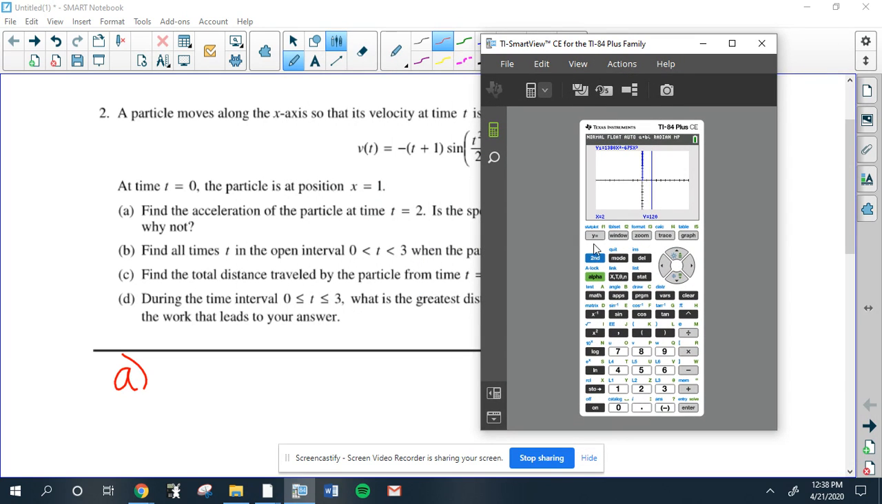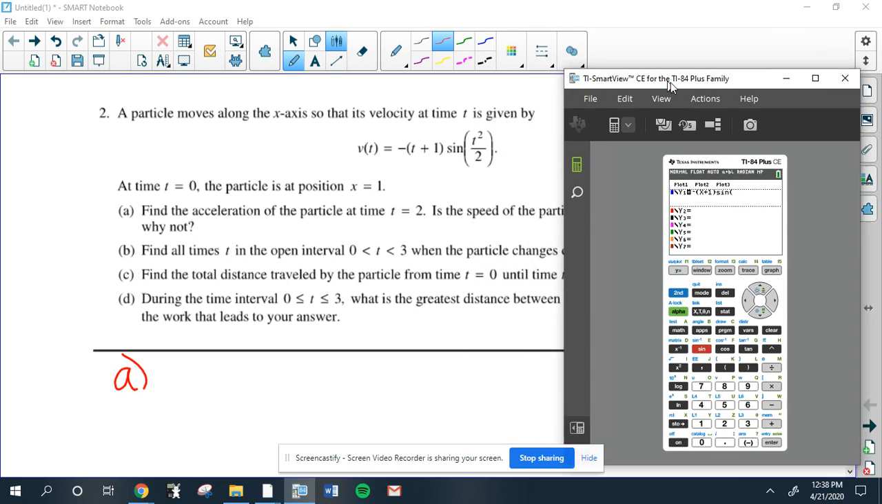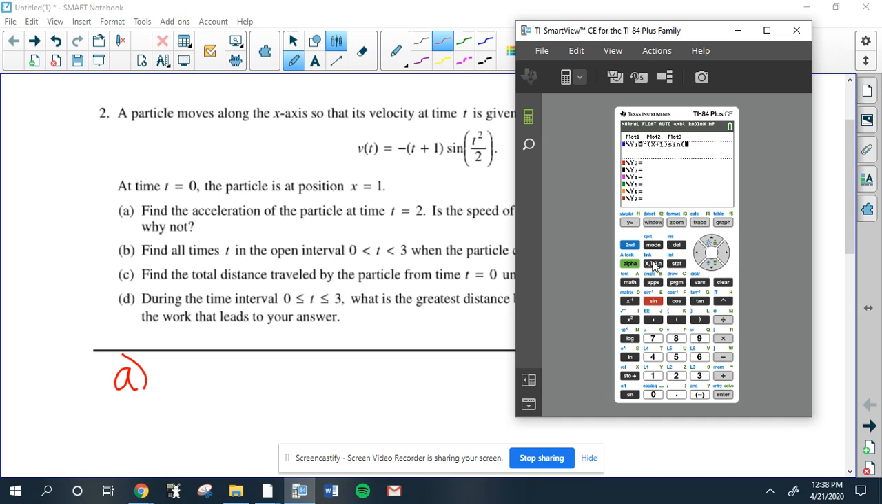Type in the function. Negative x plus 1 sine x squared over 2. Remember, your calculator must be in radian mode since we're dealing with trig.